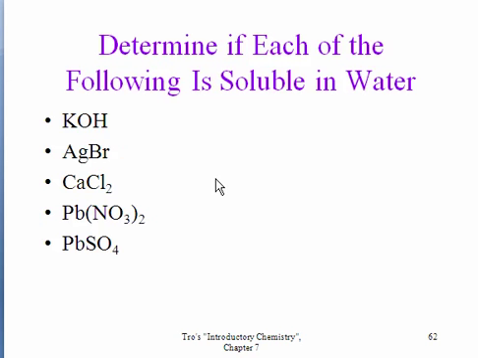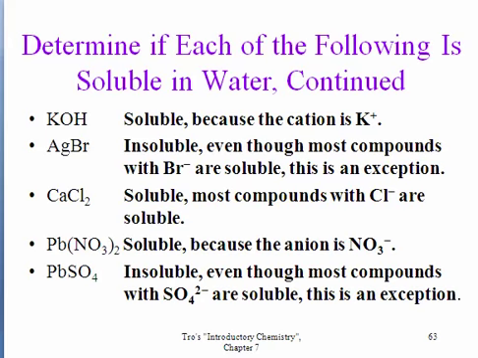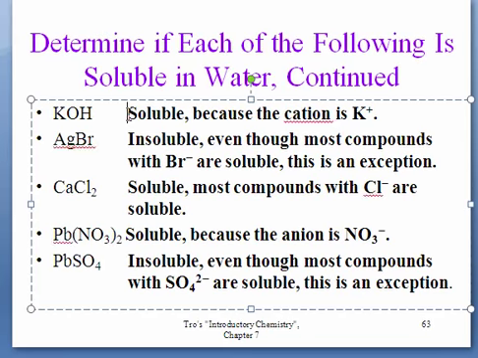Okay, so refer to the table, pause the slide, and see if you can figure out the solubility of these 5 compounds, whether they'll be soluble or not in water. Okay, let's check your answers. Potassium hydroxide is soluble because the cation is one of our magic ones, potassium. Silver bromide is insoluble. Bromide is mostly soluble, but silver is an exception. Calcium chloride, soluble. Most compounds with chloride are soluble, and calcium is not an exception, so it's soluble.